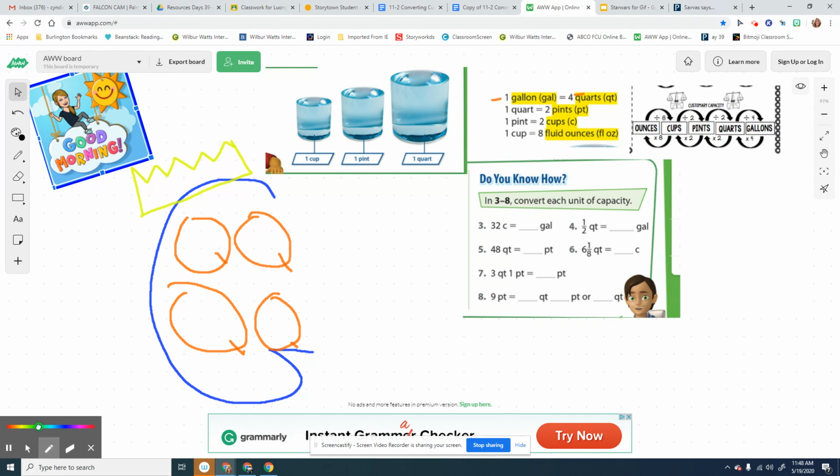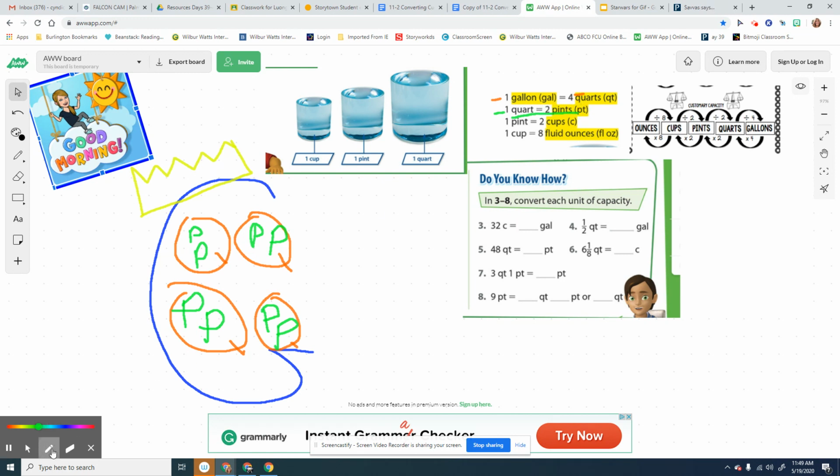Also within that kingdom, each queen had a prince and a princess. And each of those P's represents a pint. So 2 pints equal 1 quart. And you can see that up here. 1 quart equals 2 pints.